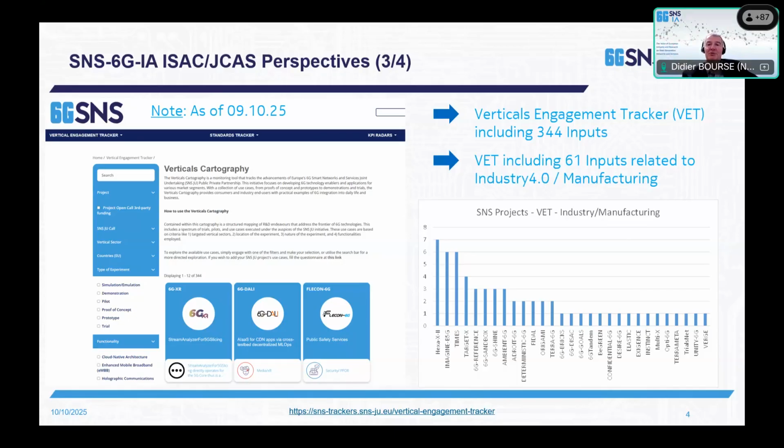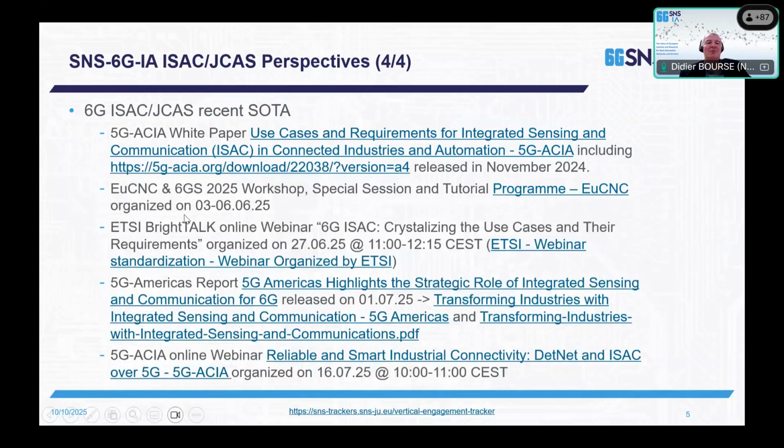These are still work in progress, of course, but there are 344 inputs in SNS, and if you filter for Industry 4.0 manufacturing, you find 61, and you find the related fiches, specific ones like this fiche for XR or DALI, and then you have more information and you can visit, and so on and so forth. It's also very interesting to access information on what is happening technically in SNS. I will stop there in terms of recent state of the art. Clearly, our intention is to go beyond the state of the art and see where we stand today.